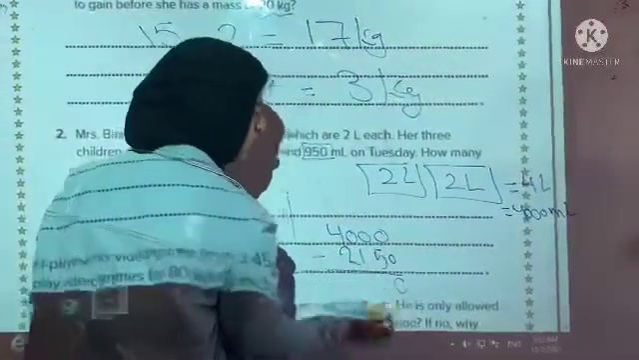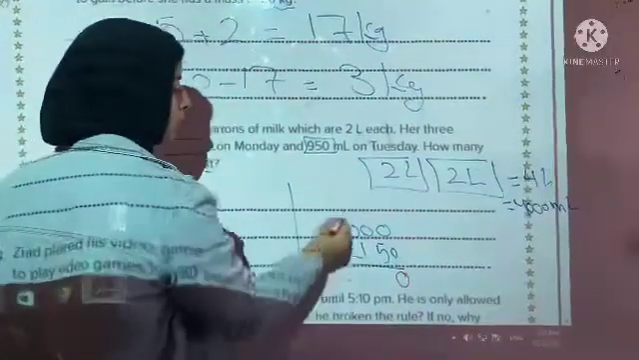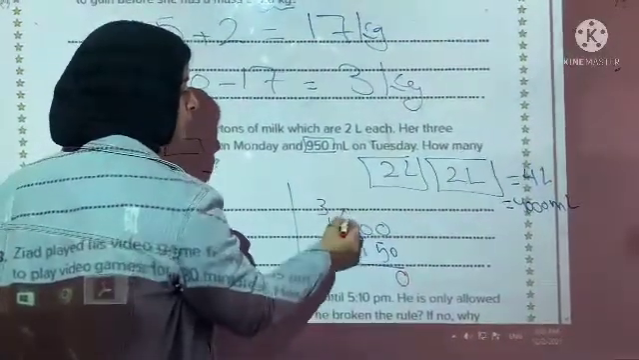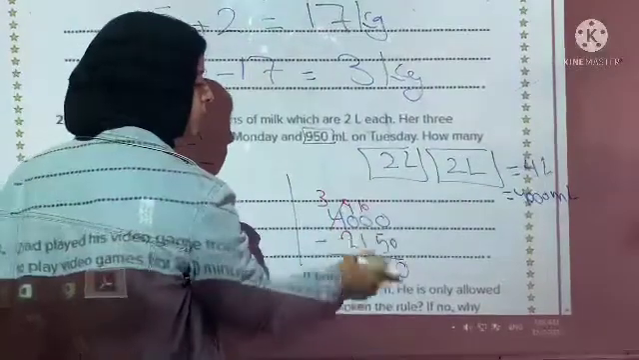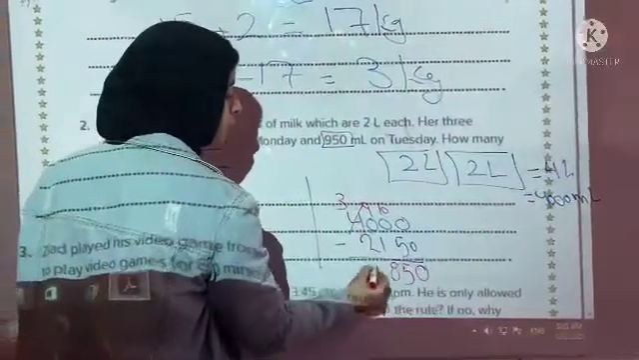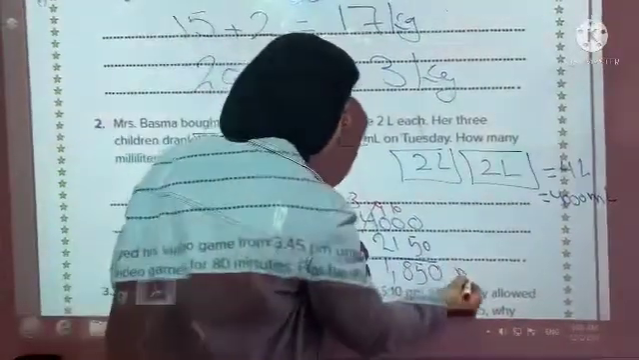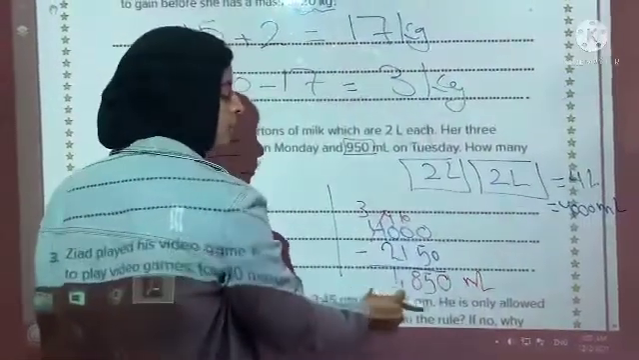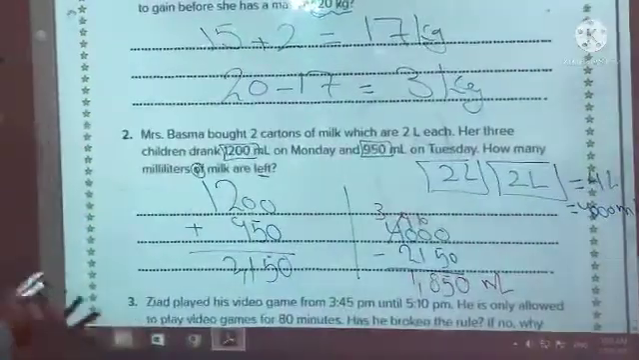0 minus 0, 0. 0 minus 5 doesn't work. I'm gonna take a 1 from this 4, it will be 3. This 0 will be 9 and this 0 will be 10. 10 minus 5, it will be 5. 9 minus 1, it will be 8. And 3 minus 2, it will be 1. So how many left? It will be 1,850 milliliters.